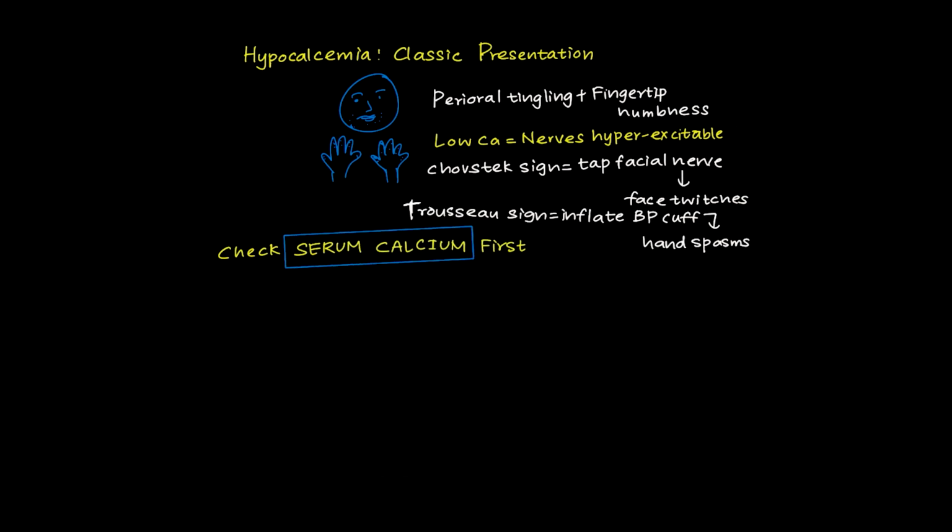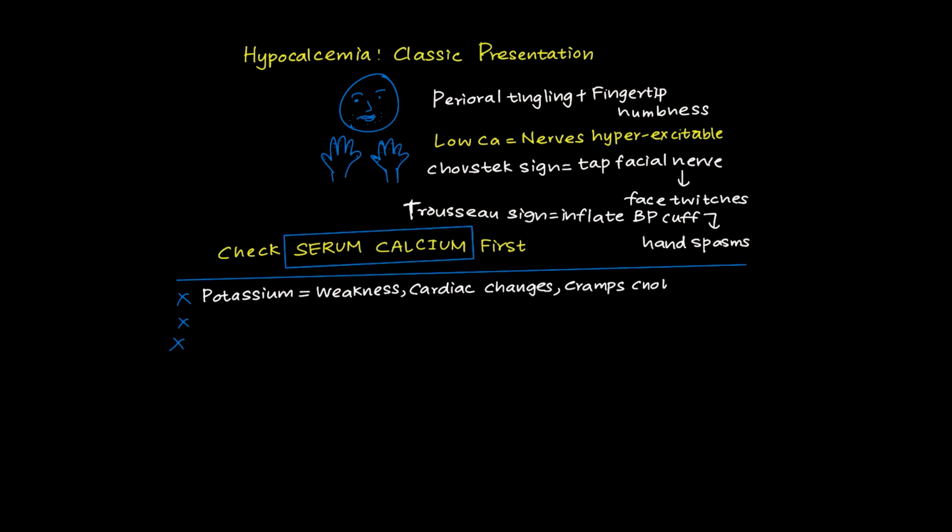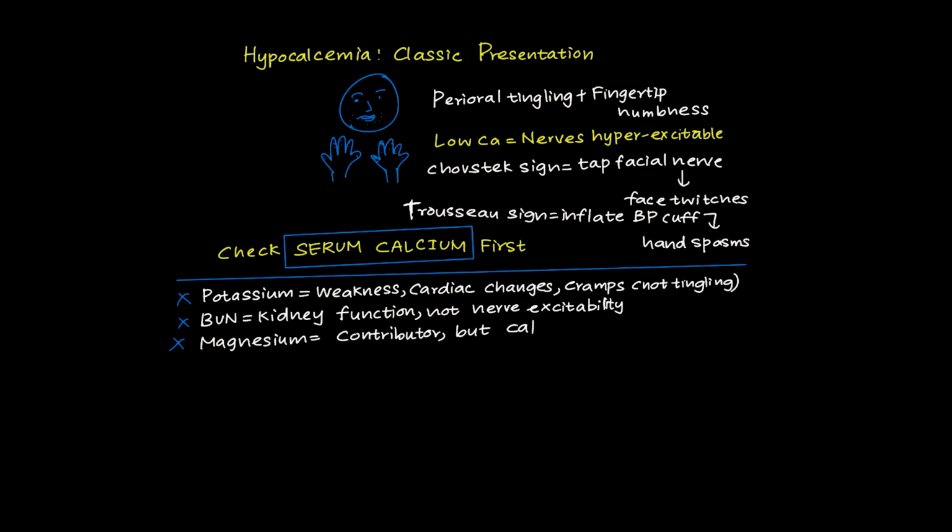Potassium imbalances show up differently. Think muscle weakness, cardiac rhythm changes, and cramping rather than that specific tingling pattern. BUN reflects kidney function and waste products, not neuromuscular excitability. Magnesium can contribute to calcium problems, but the presentation points directly at calcium as the primary culprit.